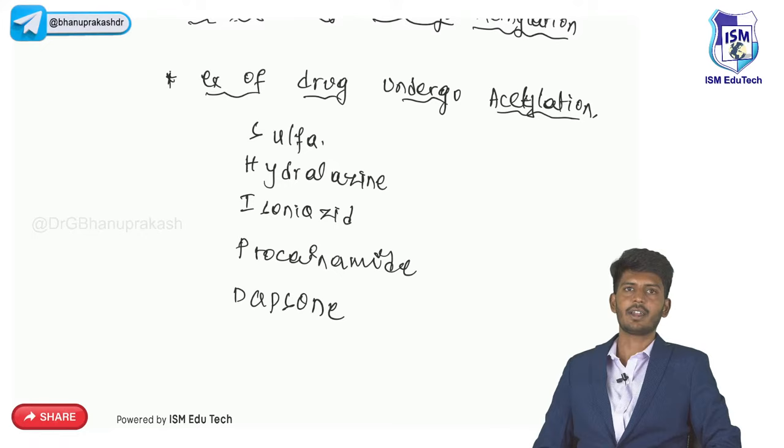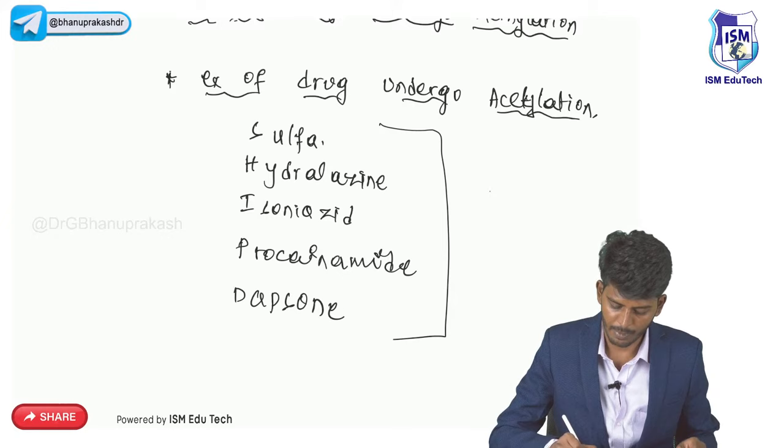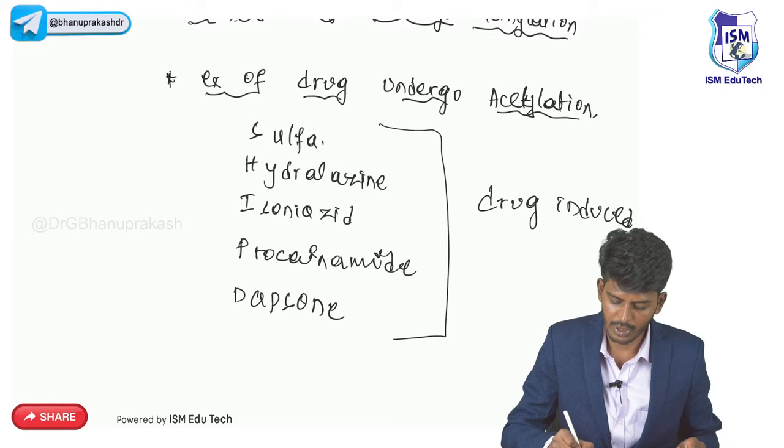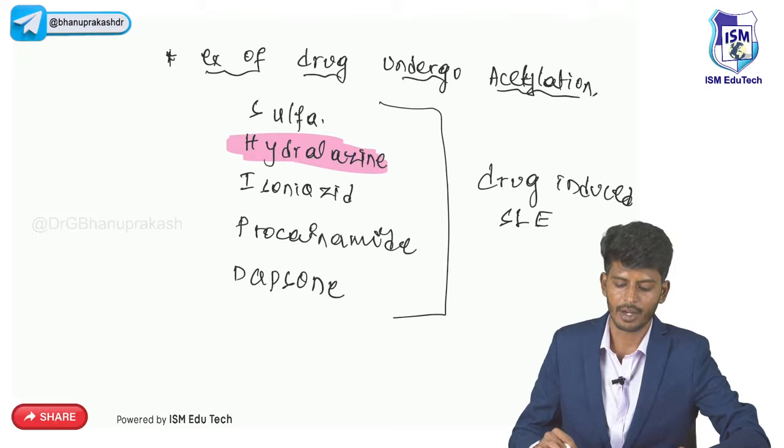These are the drugs which undergo which reaction? Acetylation. Now please understand this concept. The same drugs can also lead to one important problem, that is drug-induced SLE. Among those, the most important one to remember is hydralazine, the classic example which can induce drug-induced systemic lupus erythematosus.